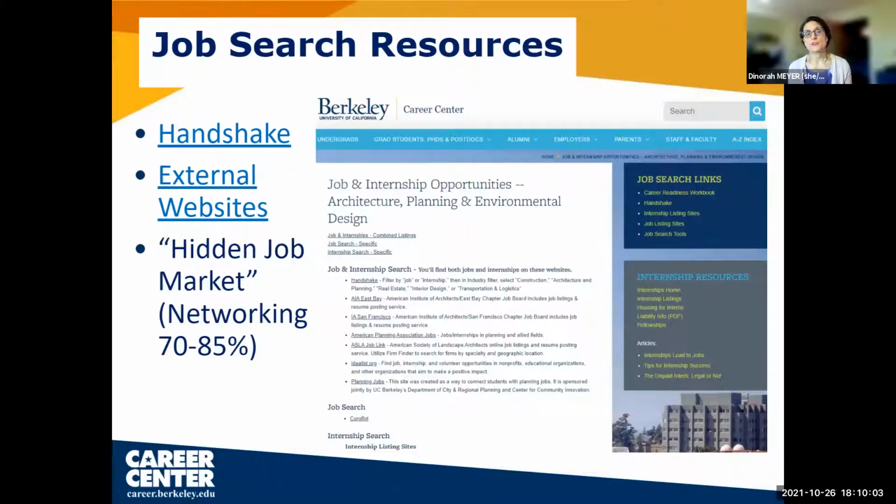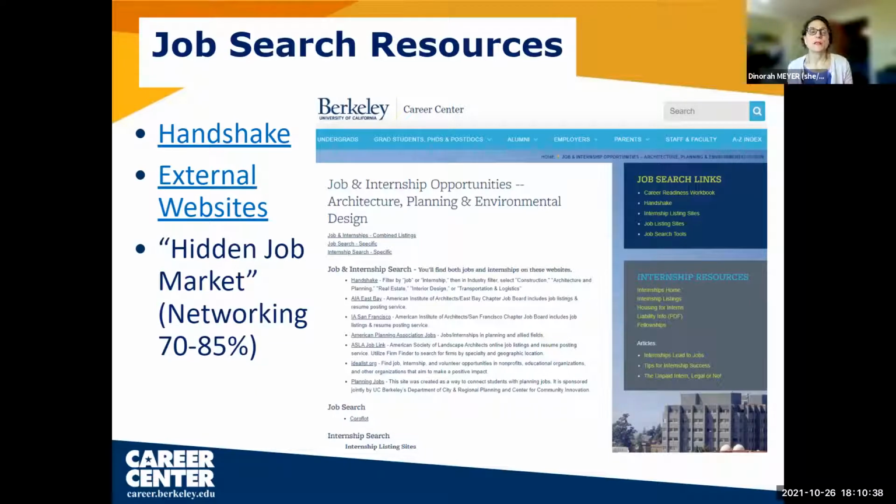And we also have external websites listed on our website. So, for example, AIA East Bay, AIASF, and then different job boards outside of Handshake. So you can go there and you can find opportunities. This is typical job search stuff. LinkedIn, Indeed, those are also broader, bigger platforms.